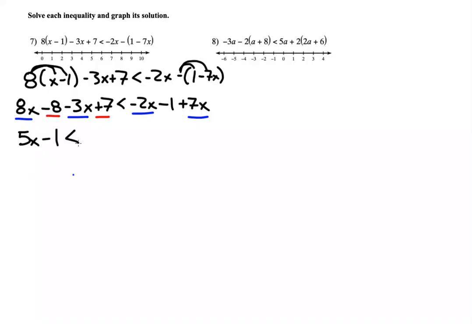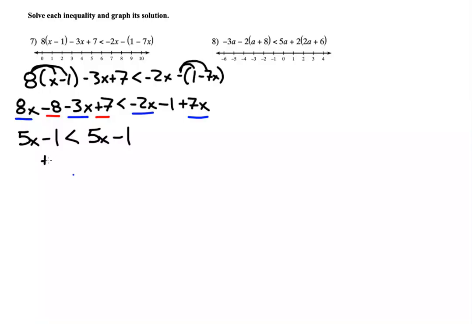And that's going to be less than negative 2x plus 7x, which is going to be 5x. And I just still have the minus 1. Well, this looks odd. 5x minus 1 is less than 5x minus 1. We have 5x minus 1 on both sides. Okay, so maybe you could solve it here, but let's just keep going to find out. Let's just solve for x.